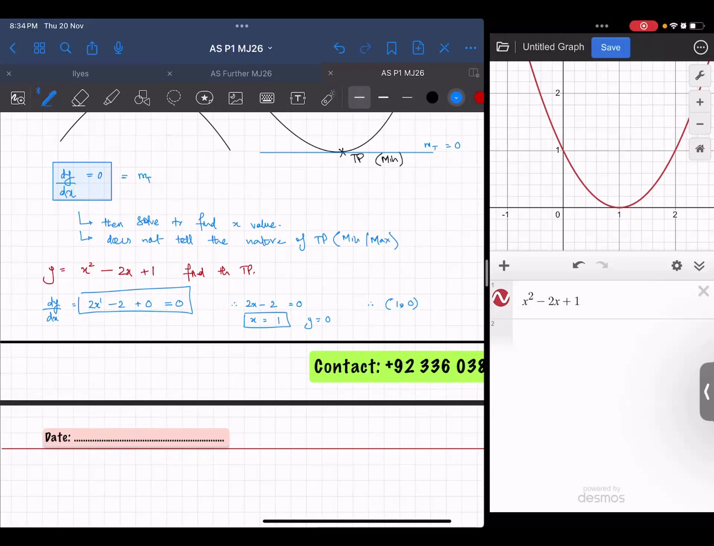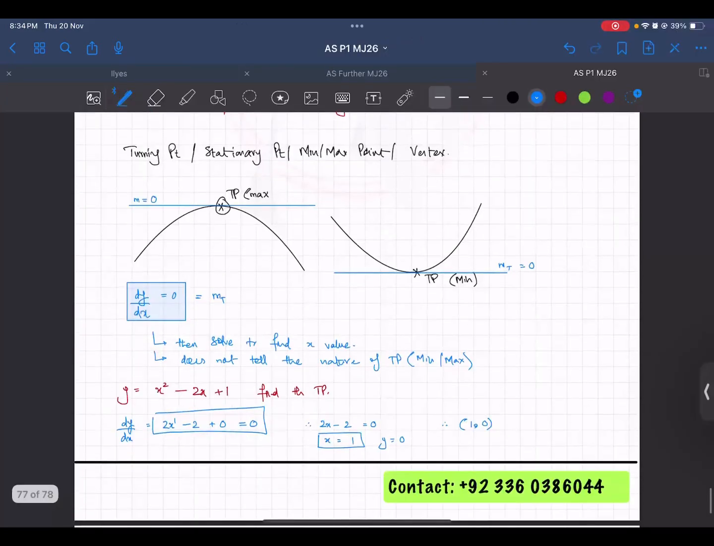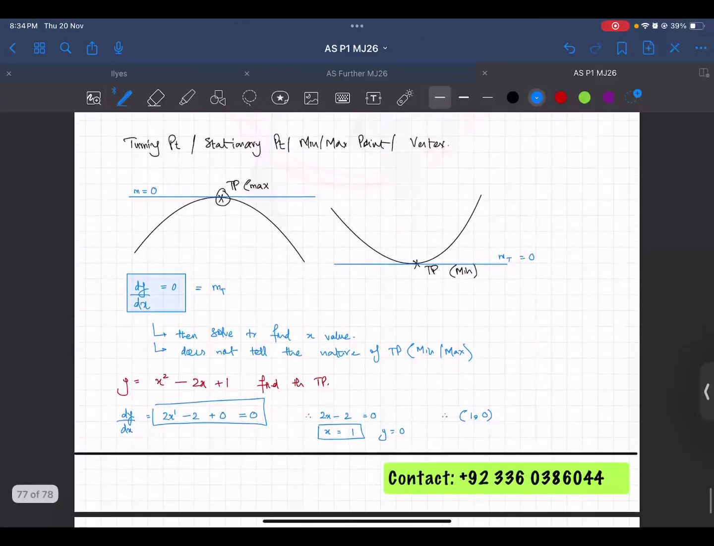So you just find the derivative using the formulas, and then you equate it to 0 and solve the equation. You will get the turning point. This is it. If you want to make any notes or take a screenshot, now is the time.